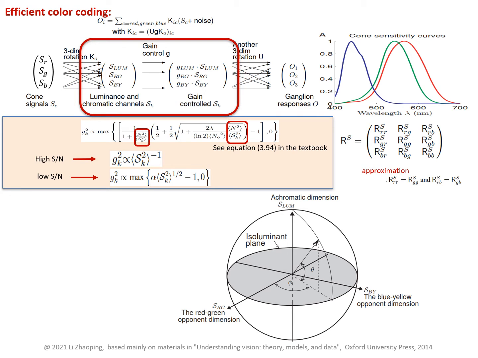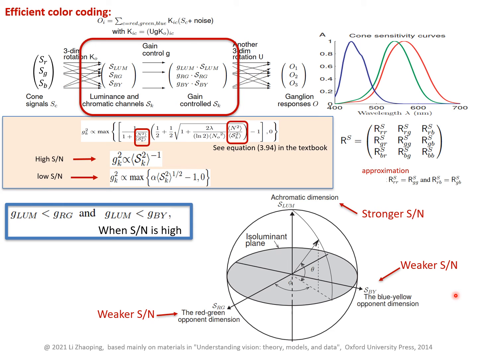Now we know that the luminance channel has a signal coming from summing the correlated signals from the three cones, so therefore it has a stronger signal. And the two chromatic channels have their signals coming from the difference between correlated cones, so they have weaker signals. Therefore, when the signals are strong enough, such as in bright daylight, stronger gains are given to these chromatic channels, GRG and GBY, and therefore things should look colorful.